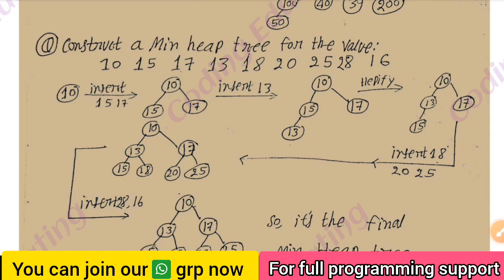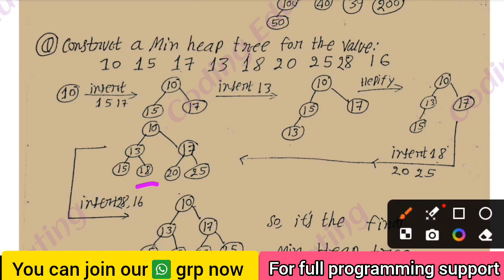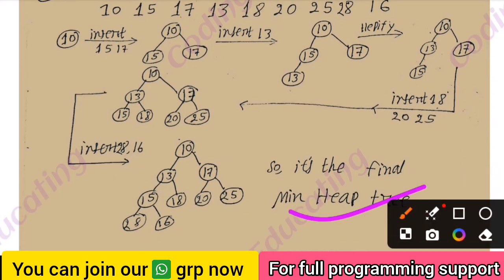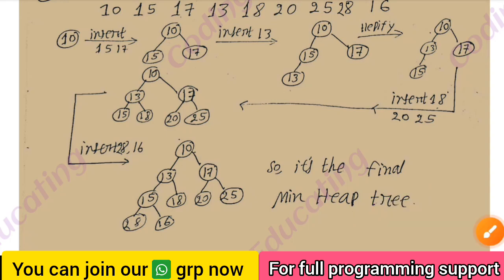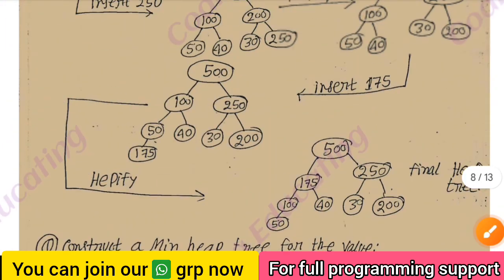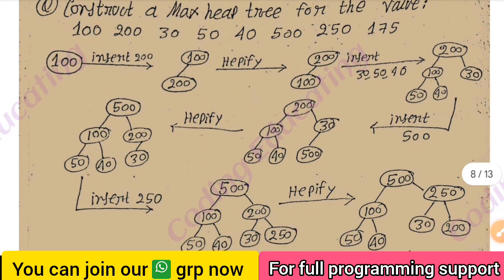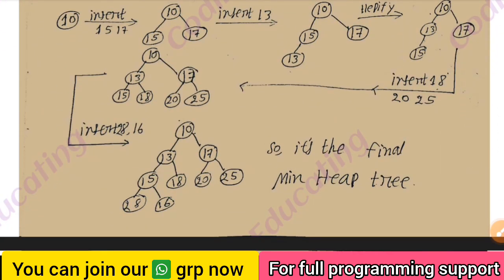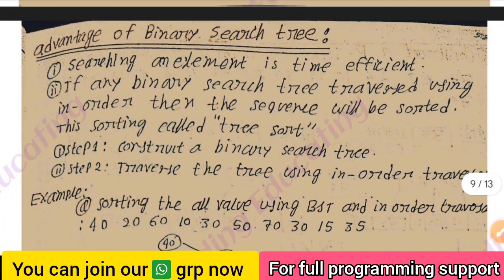If you insert 18, 20, 25, you can write like that, okay. And after that insert 28, 26, 28, 16, then the minimum heap tree is like that. This is very important and very easy, the minimum heap tree and maximum heap tree. You only have to do an example in your copy. After that you can understand very easily.